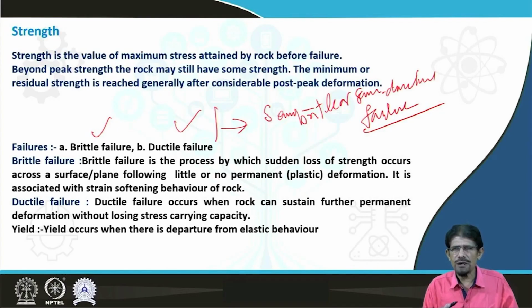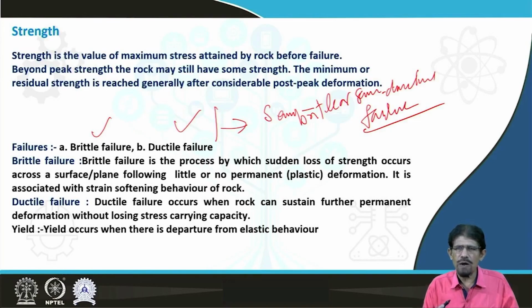There is continuous deformation without failure. This type of failure we are able to observe in case of metals or in case of some other synthetic materials. In case of rocks, we expect such type of failure at higher temperature.